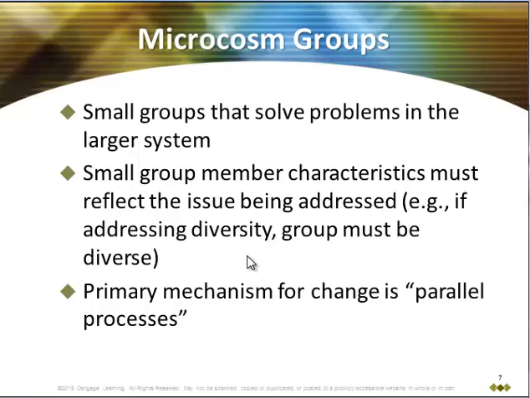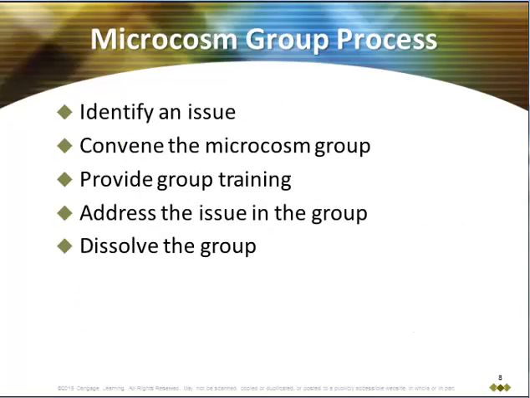So in other words, if you've got a problem with the cooks and the waiters not getting the meals out on time to keep the customers happy, who would you want in these microcosm groups? The cooks and the waiters. And the primary mechanism for change is parallel processes. What you're trying to do here is get the cooks and the waiters to work in parallel, working together, getting on the same page, making sure that we both understand what the other group is doing.